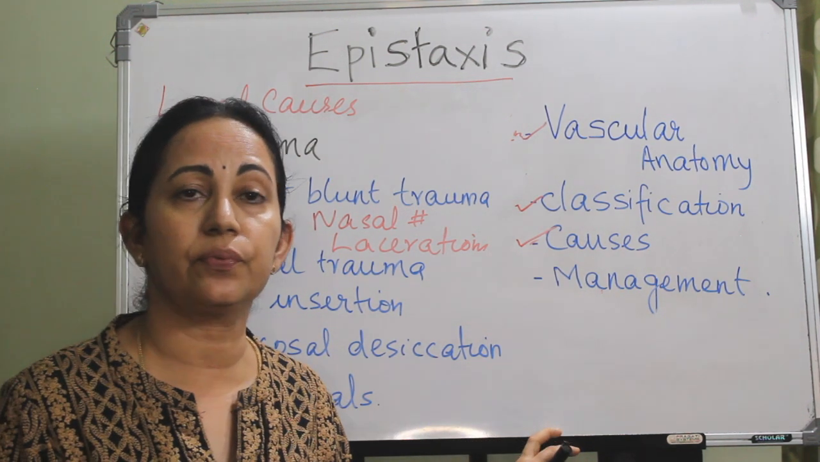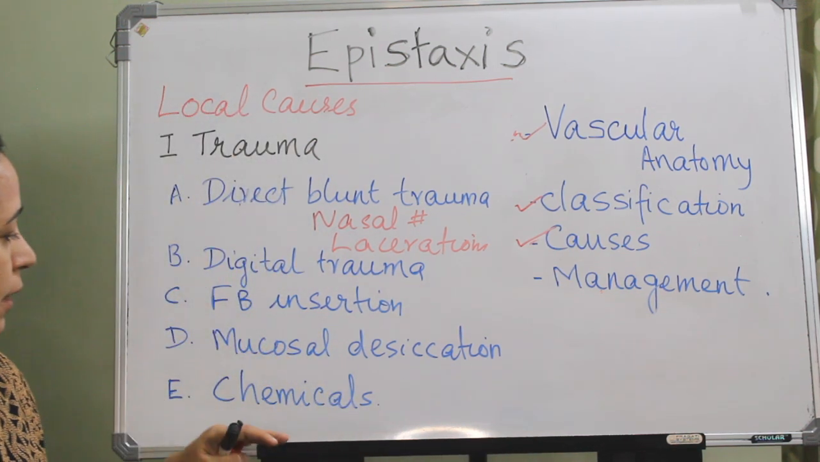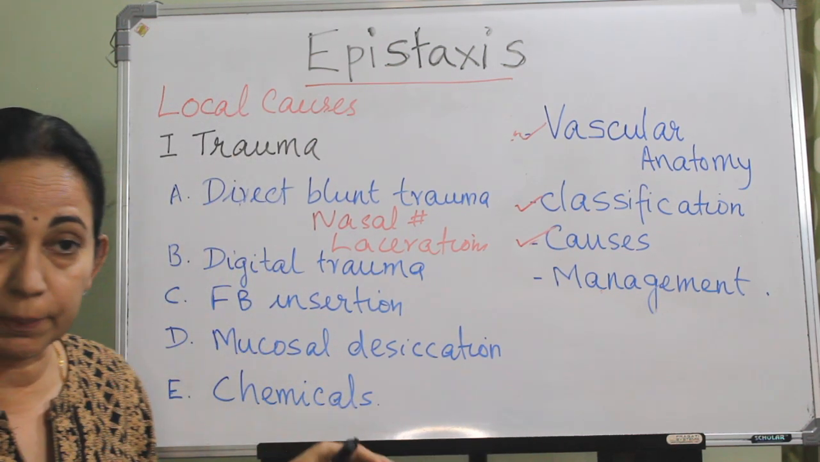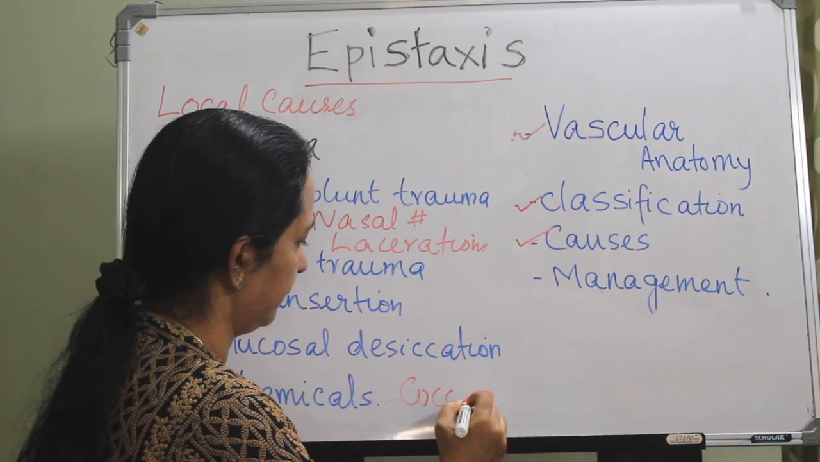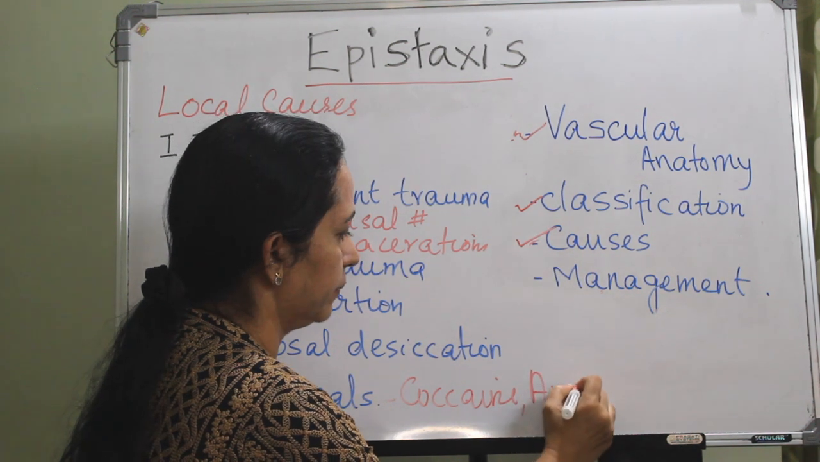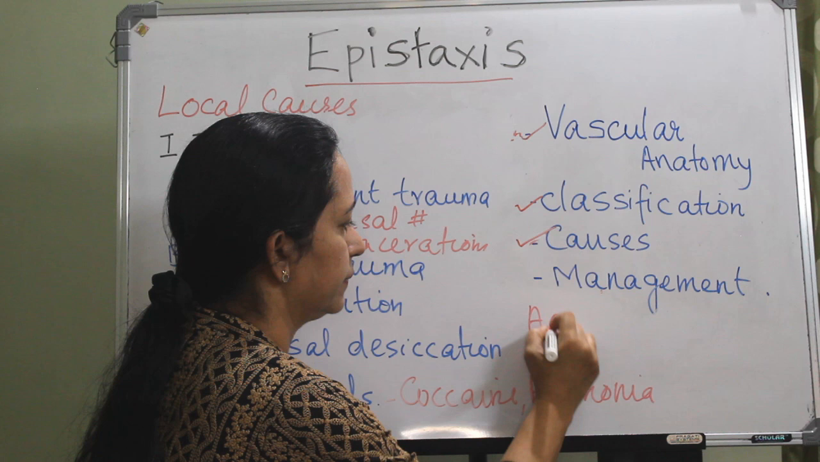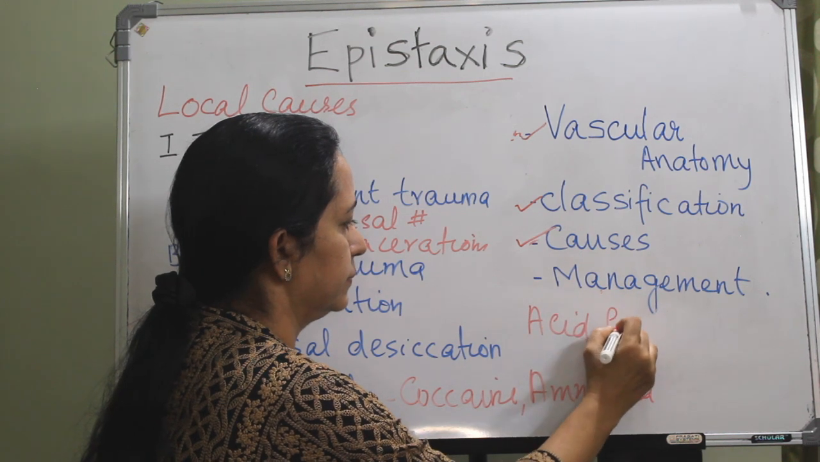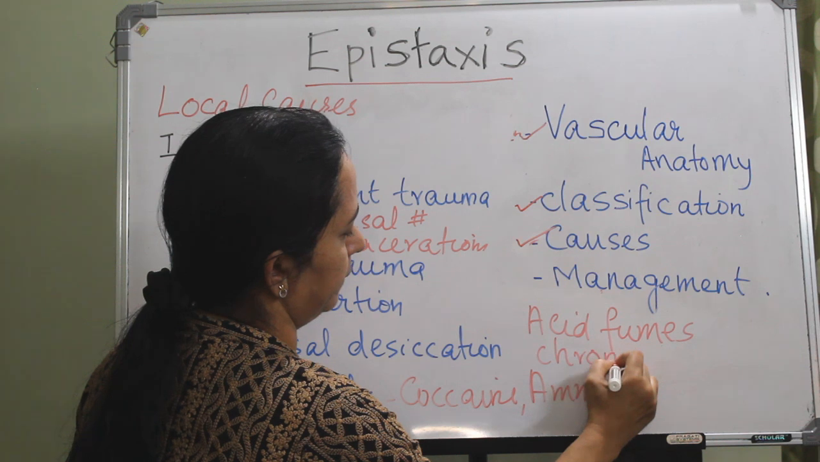Then there is mucosal desiccation, mainly due to extremes of temperature, climatic variations, and also overuse of chemicals like cocaine, ammonia, acid fumes, and chromates.